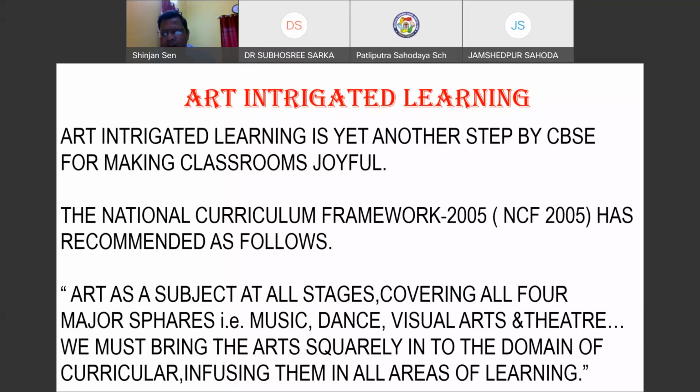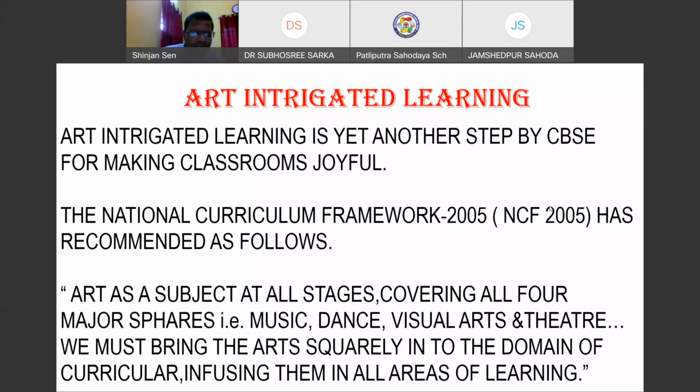The first one was made in 1975, if I'm not making a mistake. Then in 1988, the second came. The third came in 2004, and the last one came in 2005, and we are all actually following this 2005 NCF. Okay, so what does NCF recommend?